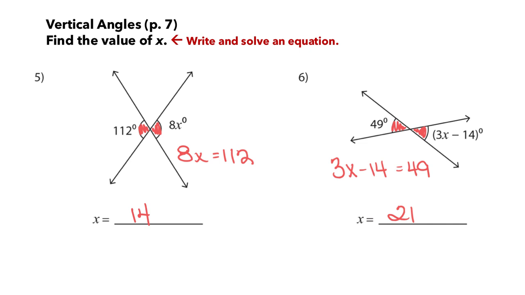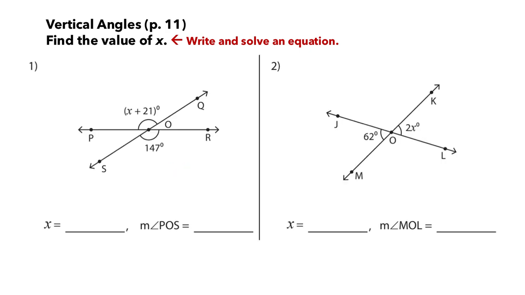All right. Flipping to page 11. More vertical angles. We're still solving for x, so we still need an equation. But then we're also identifying the measure of the asked for angle. Start with number 1. John Henry: X plus 21 equals 47.